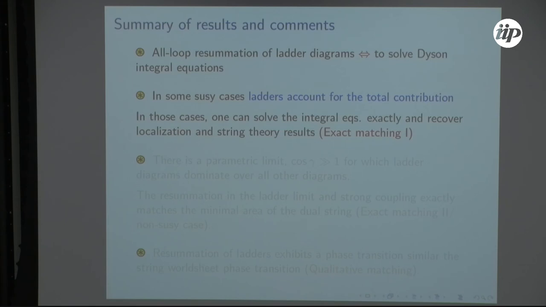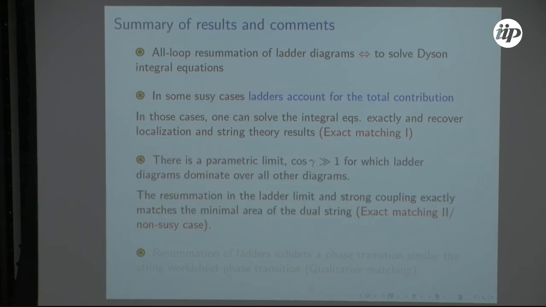And then, as I said, this in general is not going to account fully for the expectation value or the correlators of Wilson loops. But there are situations in which you can extract an exact match anyway. One of those situations is when you can make the correlators supersymmetric. In those cases, it seems that the ladders exactly account for it, so the cancellation of interaction diagrams is exact. And not only do you recover the string theory computation, but also the localization results.